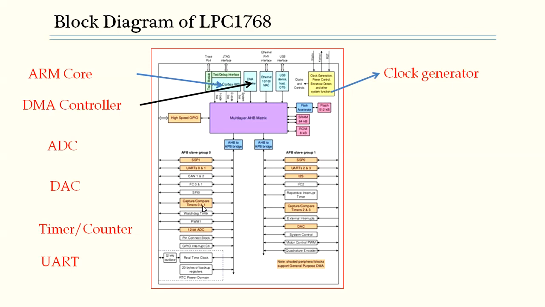And the standard baud rate that's being used is 115200. What is baud rate? It is the rate at which the data is being transmitted. It's basically bits per second.